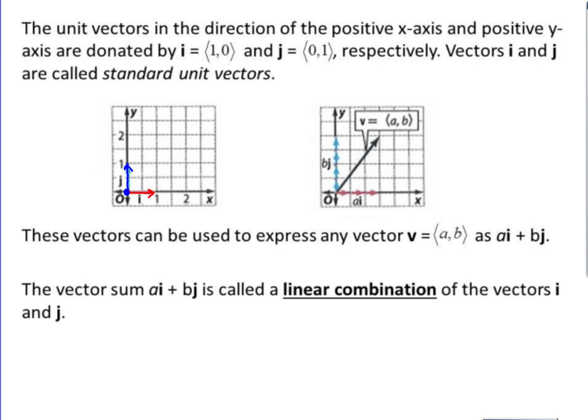These vectors can be used to express a vector v in the form of (a, b) as ai plus bj. The vector sum of ai plus bj is called the linear combination of the vectors i and j. So we're saying if we break these down, what parts would they be if we add them together to get the whole vector again?